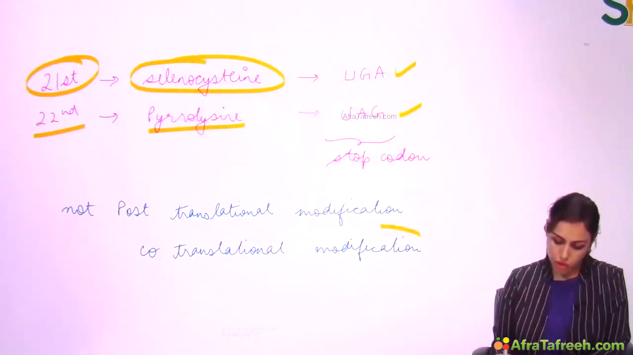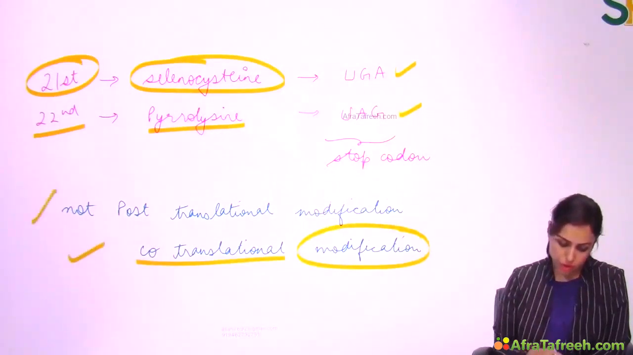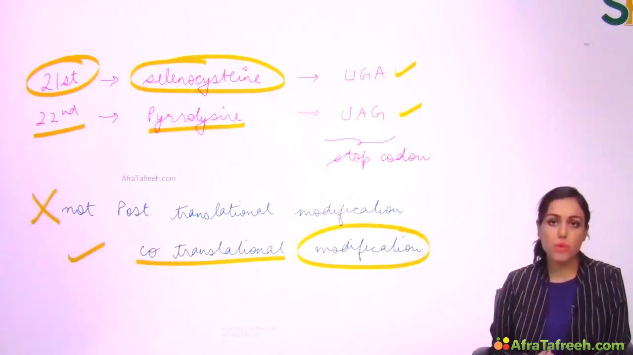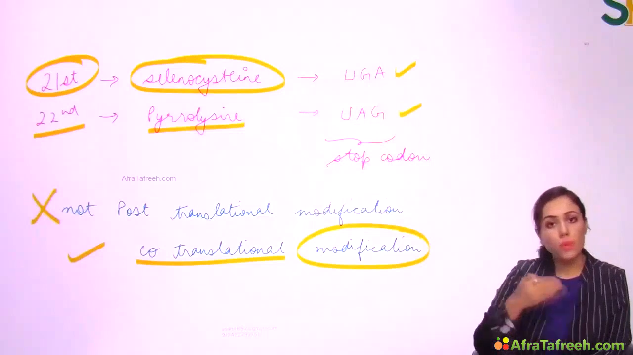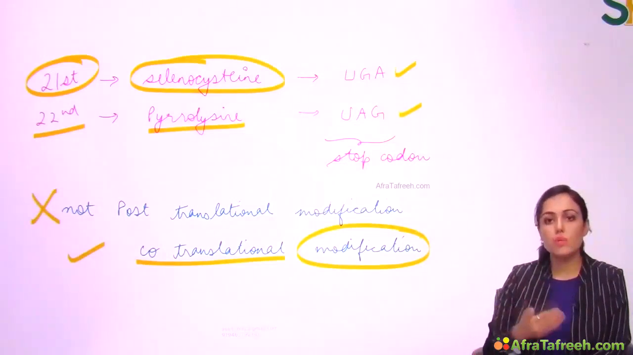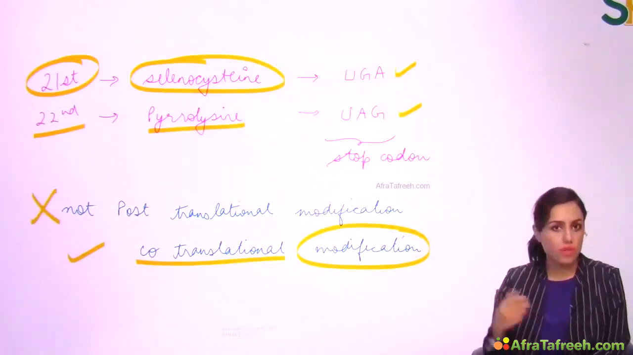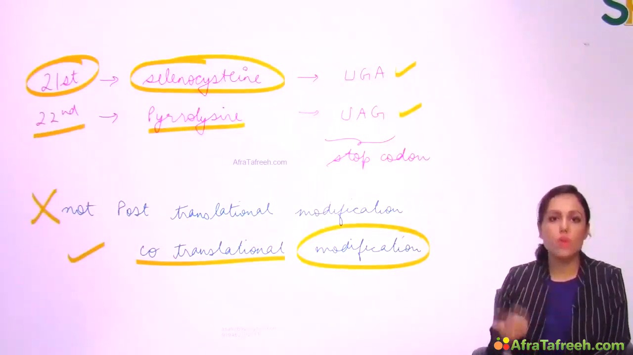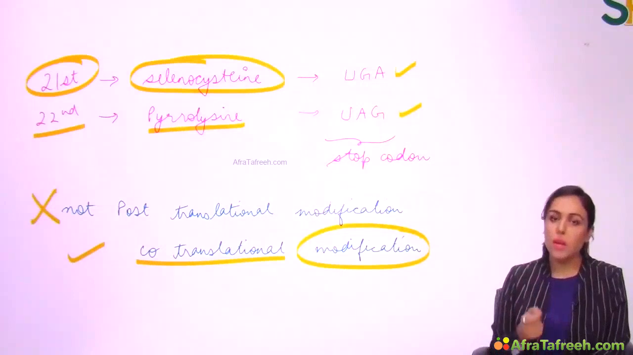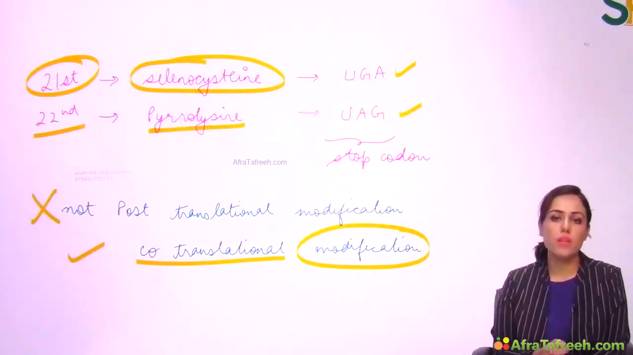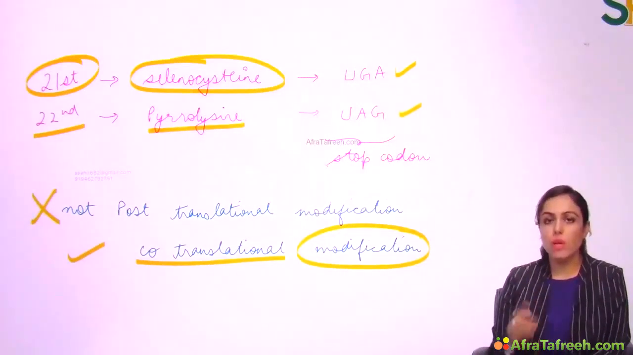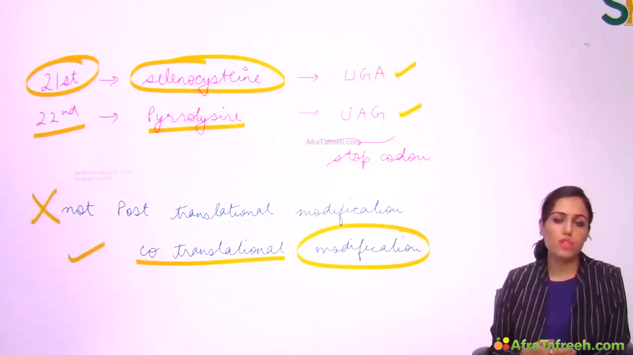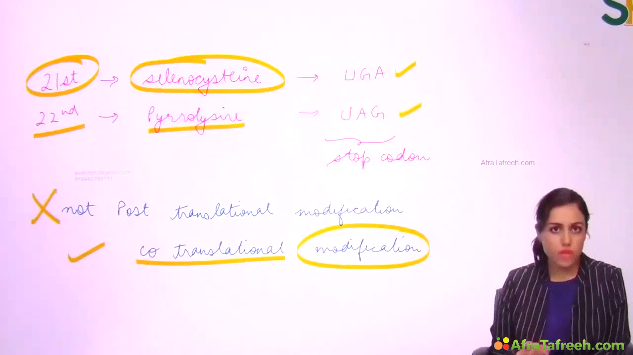And this modification is co-translational modification, not post-translational modification. For example, in collagen, a fibrous protein, post-translational modification converts proline and lysine to hydroxyproline and hydroxylysine. This post-translational modification is known as hydroxylation in collagen, right? But in the case of selenocysteine and pyrrolysine, stop codon modification occurs, but it is co-translational modification. That is, during the translation this modification will occur, not after the translation, right?